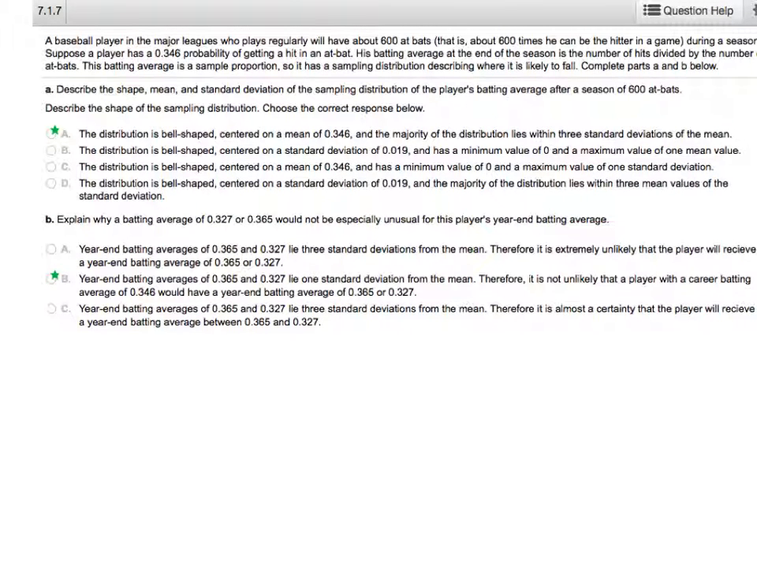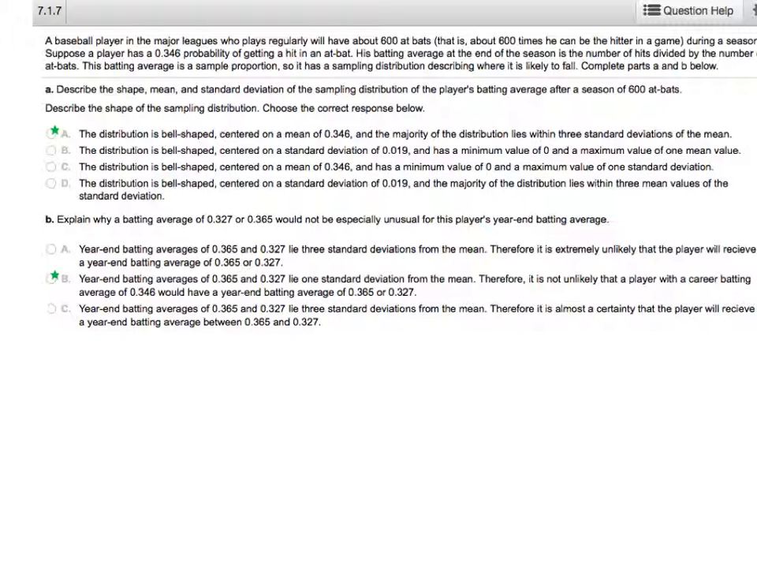Here's a solution to one of the homework problems in section 7.1, and this one is similar to one that we had on the worksheet from class with batting average. In this version, we're told that the player has a 0.346 probability of getting a hit. That means that if we were to have him try to get a hit 600 times, it would be like asking a sample of 600 people some question that each individual person has a 0.346 probability of answering, say, yes.